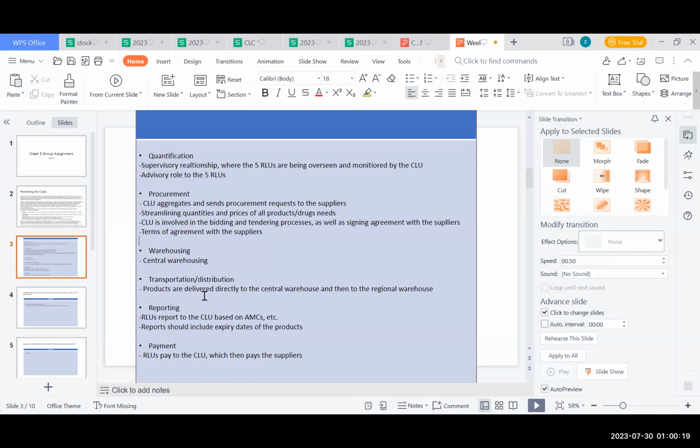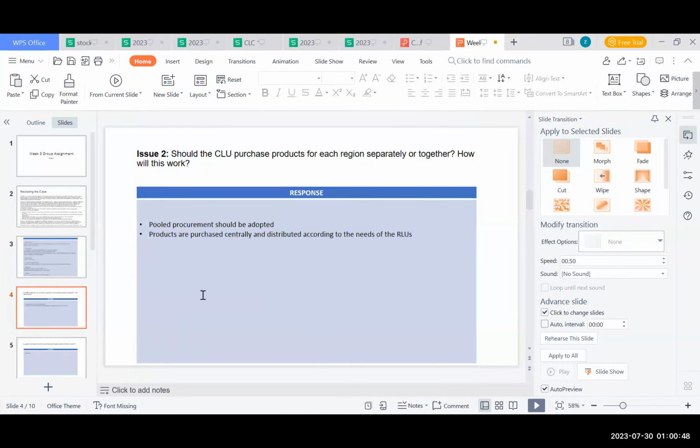And then under reporting, the RLUs are supposed to report to the CLU based on average monthly consumptions and so on and so forth. So they will aggregate their own regional average monthly consumption based on the products they are using and then send to the central logistics unit. And then these reports that are being sent by the RLU should also include the expiry dates of these products, because we would not want to stock products that are about to expire.